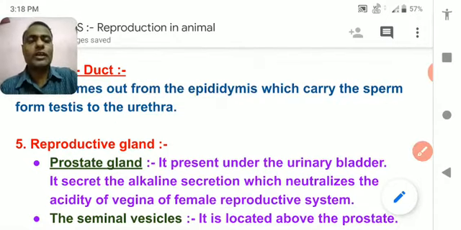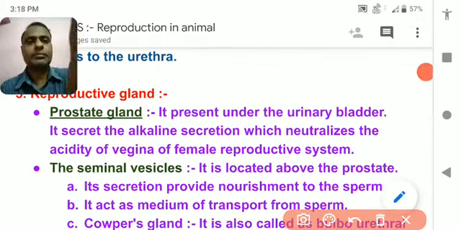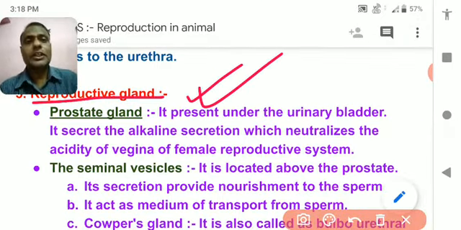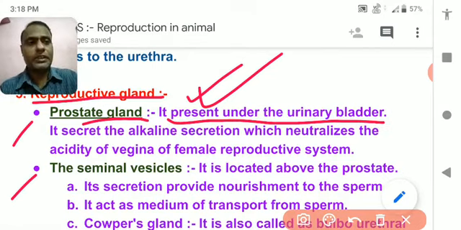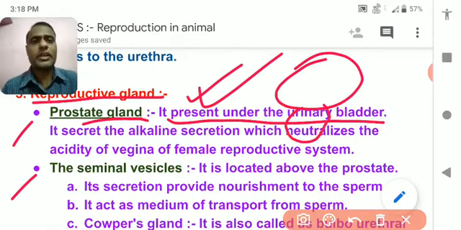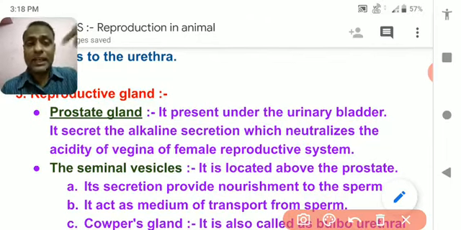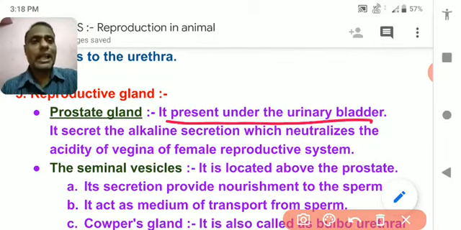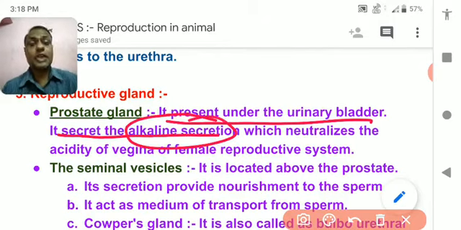Now we are going to talk about the different reproductive glands. It is very important. There are 3 different reproductive glands. First is the prostate gland. It is present under the urinary bladder, just behind the urinary bladder. What is its function? It remains attached with the sperm duct and secretes an alkaline secretion. Now what is alkali? Alkali is a kind of chemical just opposite to acid. It is known to you that the pH of alkali is more than 7.